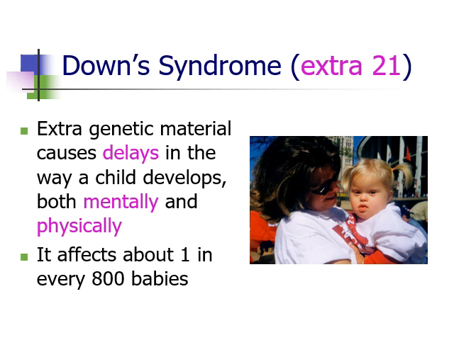So for Down syndrome, the extra genetic material by having the extra chromosome 21 causes delays in a child in the way it develops both mentally and physically, and it affects about 1 in every 800 babies. So this is a fairly common type of syndrome that's caused by a trisomy. So that's one of the important ones to talk about. A lot of us might know an individual who has Down syndrome. It is that common in our population.